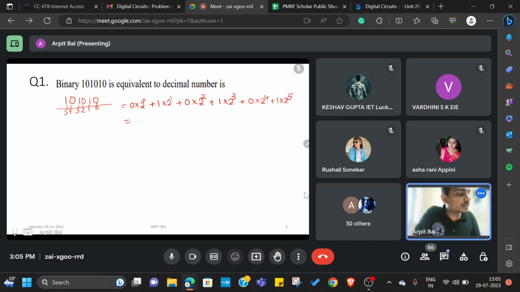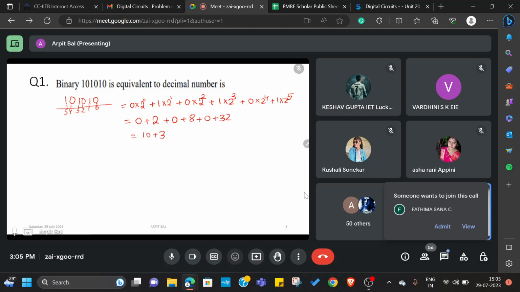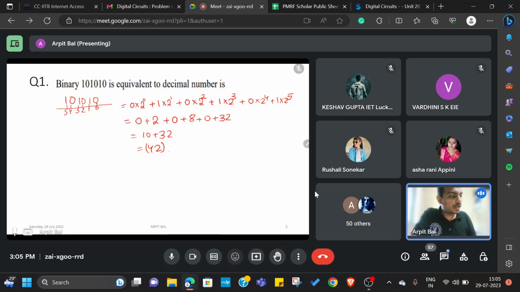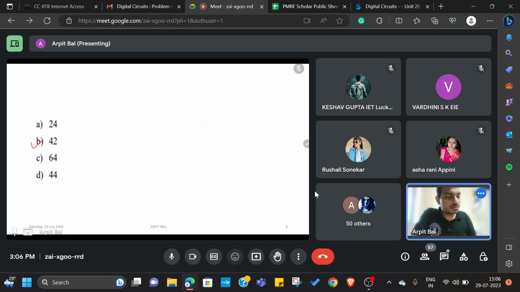So this is 0. Next we have 2, then 0, then 8, then 0, then 32. So we have 10 plus 32 equals 42. So 42 in decimal, we can write it like this. Here the options are given, so 42 is the answer.